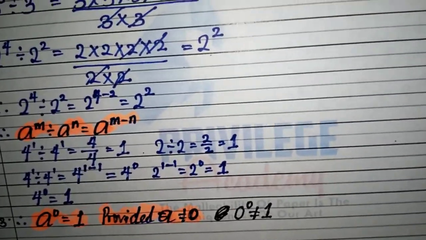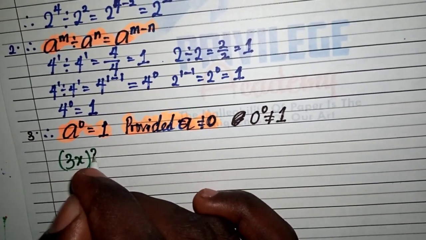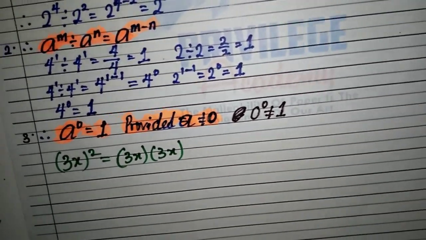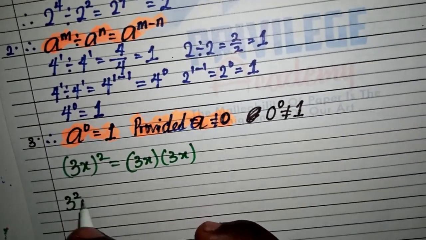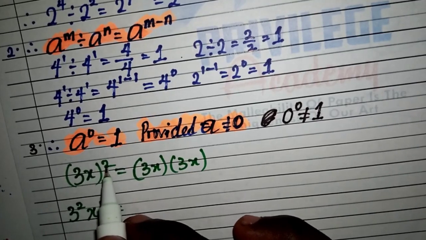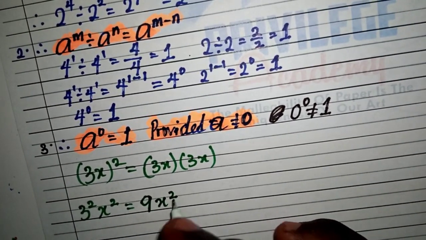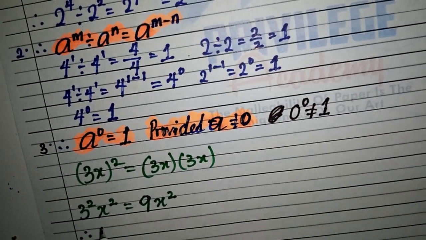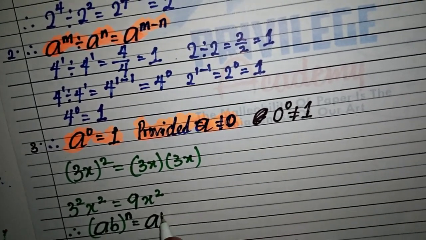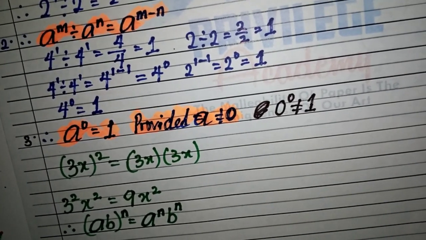Let's quickly move to the fourth law. If I have (3x) all to the power of 2, this simply means 3x multiplied by another 3x. And this will give us 3 squared and x squared. Hence, it shows that the power distributes over 3 and x. This will give us 9x squared. Then we can generalize by saying, if I have (ab) raised to the power of n, my result is a to the power of n and b to the power of n. So, this is the fourth law.